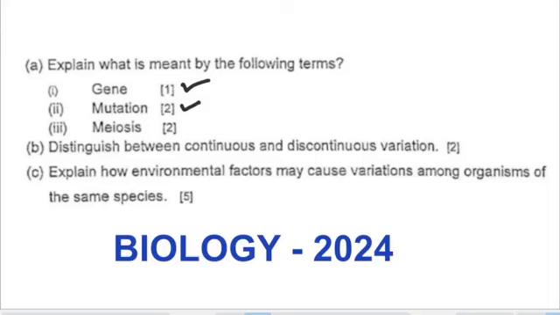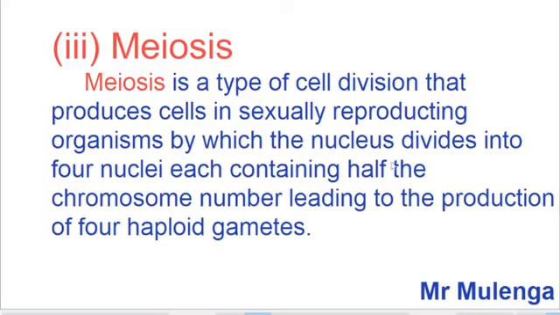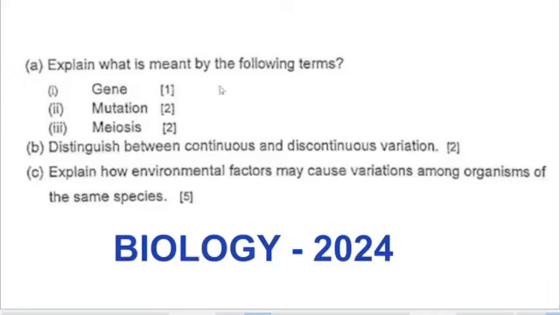So in terms of writing, you can write to say meiosis is a type of cell division that produces cells in sexually reproducing organisms, by which the nucleus divides into 4 nuclei, each containing half of the chromosome number, leading to the production of 4 haploid gametes. So we have answered our question A.